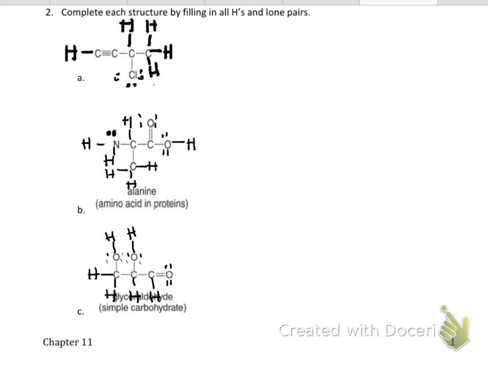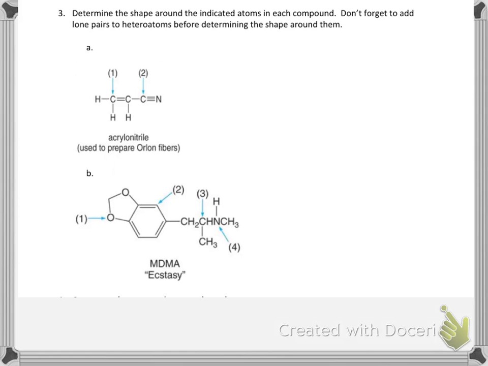So we can use the octet rule and the number of bonds that each of these elements like to form to help complete structures. Another thing they would like us to do is to determine the shapes, and this one asks us to determine shapes around indicated atoms. I refer you to your book on page 348. There's table 11.1. You do not need to memorize this table. Table 11.1, page 348. This table tells the different shapes.